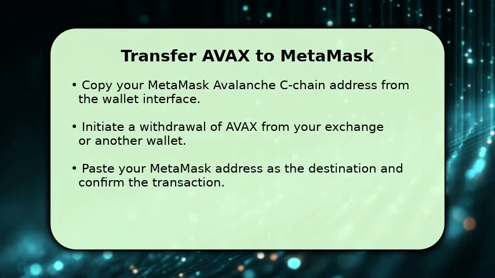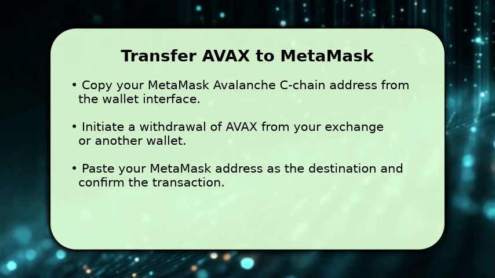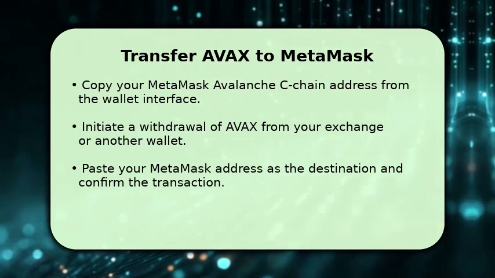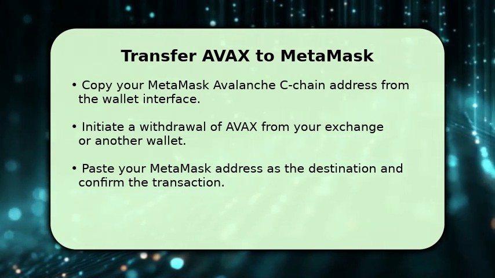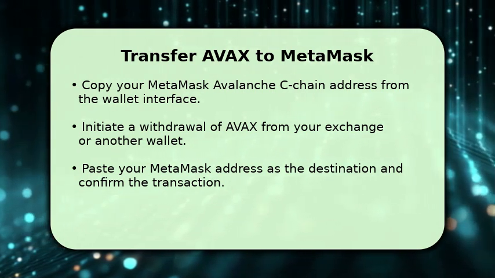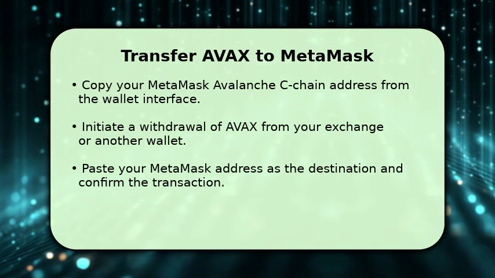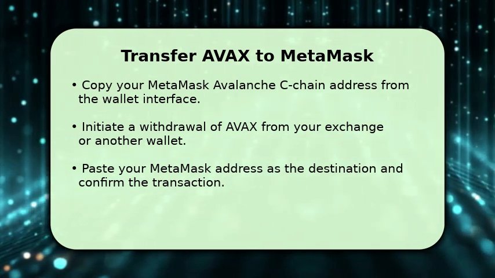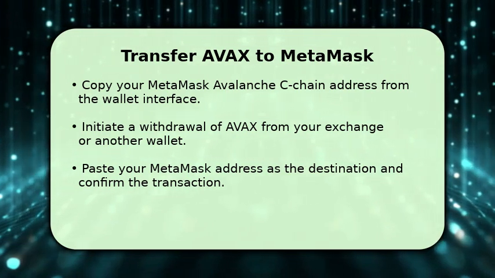Once your MetaMask is configured for Avalanche, you can transfer AVAX. First, copy your MetaMask wallet address, ensuring you're on the Avalanche C-chain network. Then, go to your preferred exchange or another wallet where your AVAX is held. Initiate a withdrawal, pasting your MetaMask address as the recipient. Always double-check the address and ensure you select the Avalanche C-chain for the transfer to avoid any loss of funds.